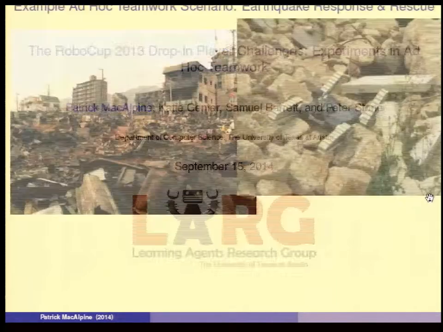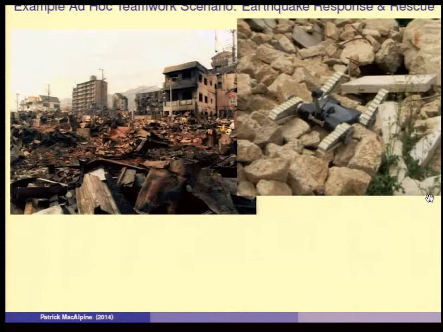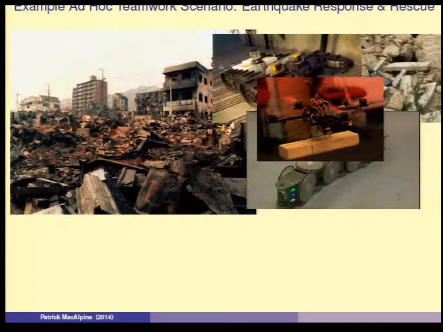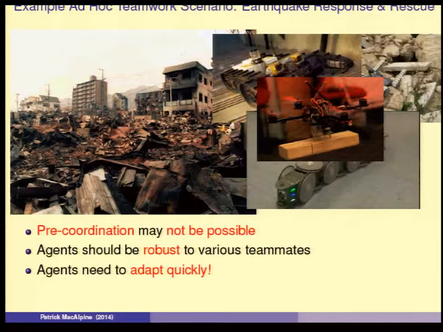So to begin with, and as an example to motivate the importance of ad hoc teamwork, suppose we have a natural disaster, such as an earthquake, where we want to send in a robot to help with the rescue and recovery effort. At the same time, there might be some other organizations sending in their own robots to help out. We don't know who these robots are beforehand. We also don't know what their capabilities are. There is no chance for pre-coordination. However, we want our robot to be able to work with these other robots and adapt to them so that we're able to maximize performance of the overall team of robots for the task at hand.